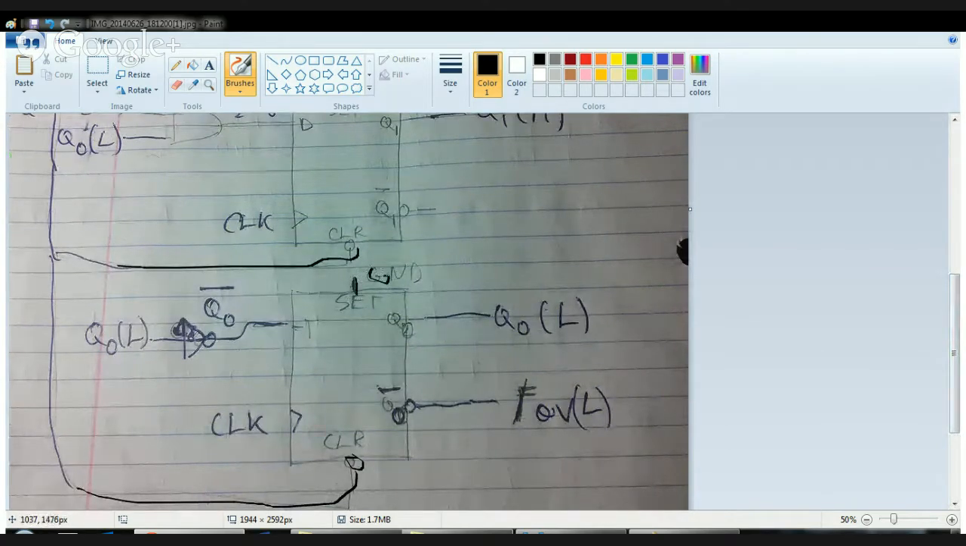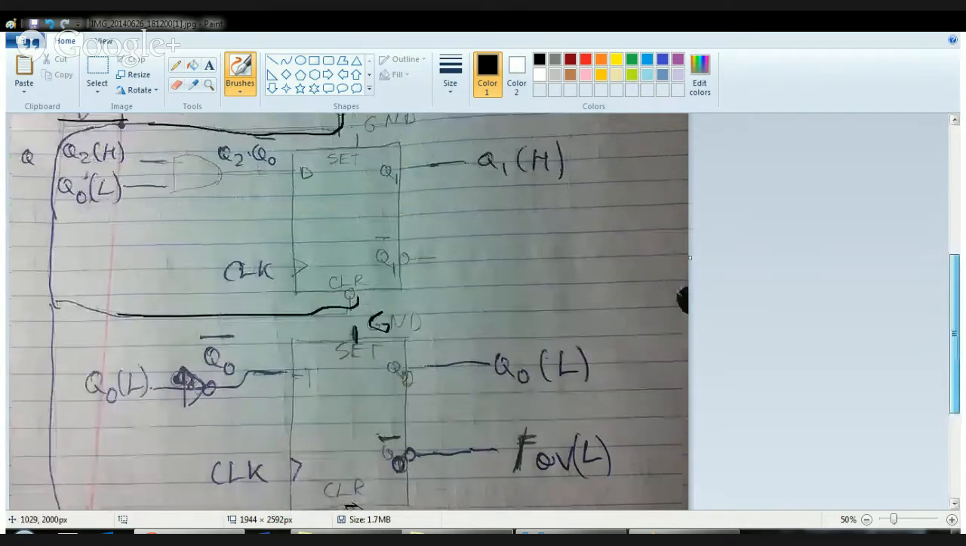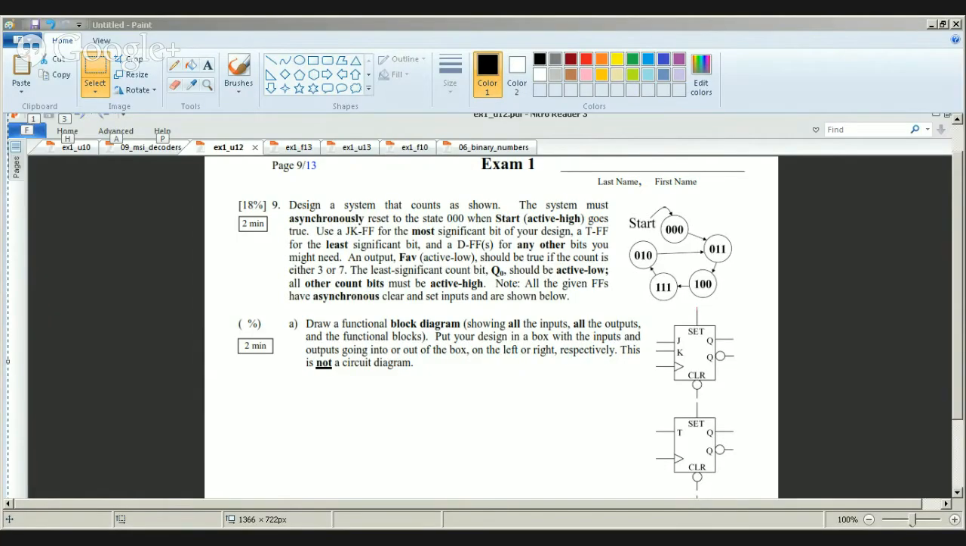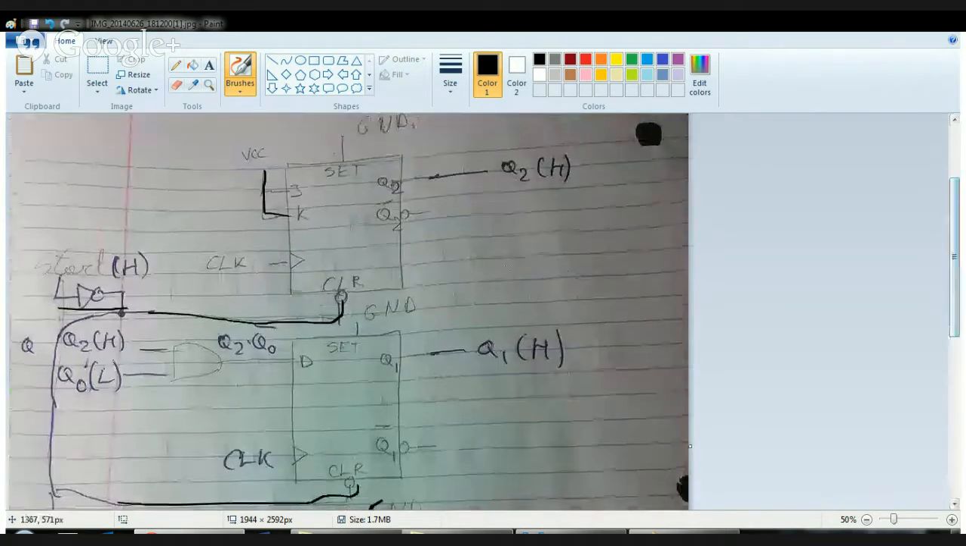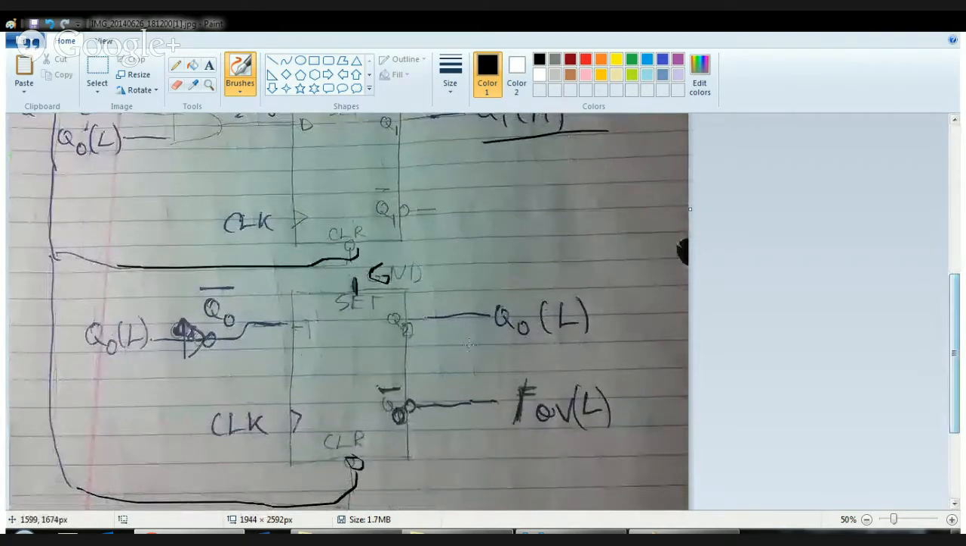What activation level do they have? They have no bubbles. He doesn't say, but if you refer to his picture in his exam, the clear has a bubble, the set doesn't have a bubble, so I'm assuming they're active high. Yeah, so then you will ground them. You ground them, but if they were active low, you have to connect them to VCC, right? Yes. Alright, and then your outputs are just Q2, Q1, and Q0, right? Yeah, and the other output, right?